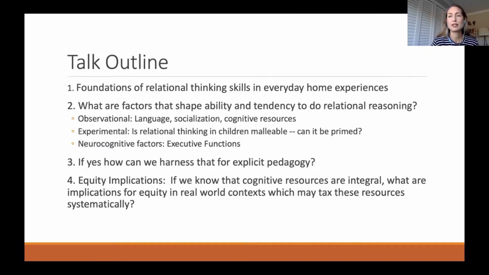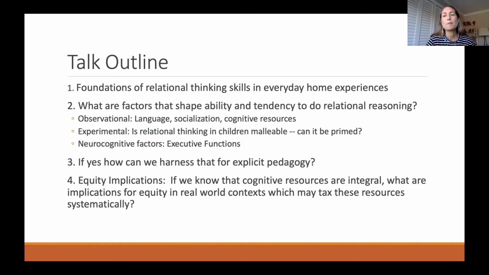And then I'm going to talk about some experimental work, looking at whether relational thinking is malleable. So is this something that just develops with age? We know it's highly correlated with age in certain ways, but is this something that can be shifted around? Also want to look at neurocognitive factors and specifically executive function as being part of this puzzle. So is this a hard constraint? Are these things that can be moved? And if they can be moved, then how do we harness that for explicit pedagogy? So if we want to up the chances that someone's going to think relationally, are there certain ways we can do so?